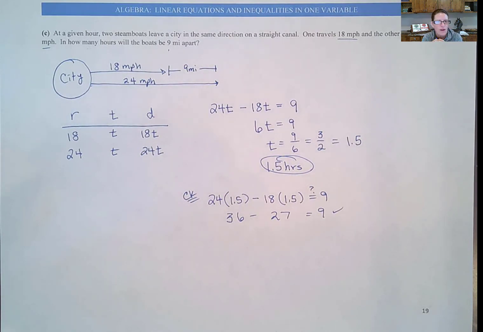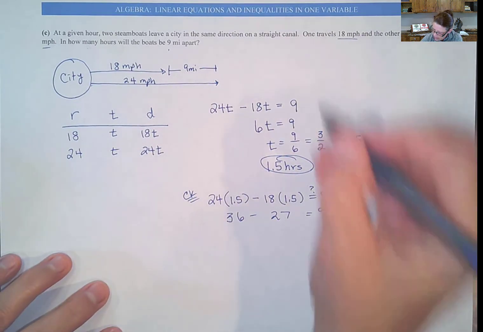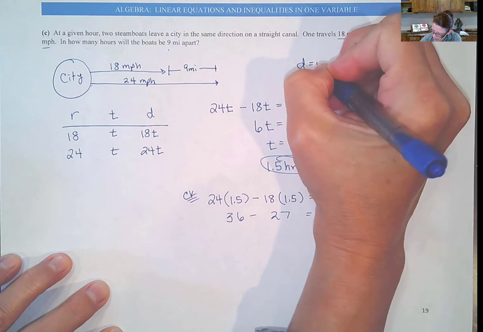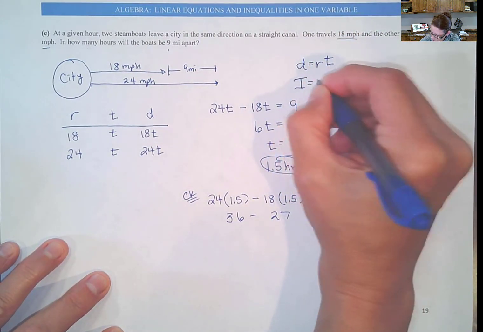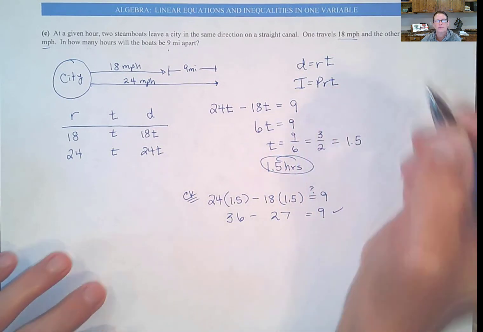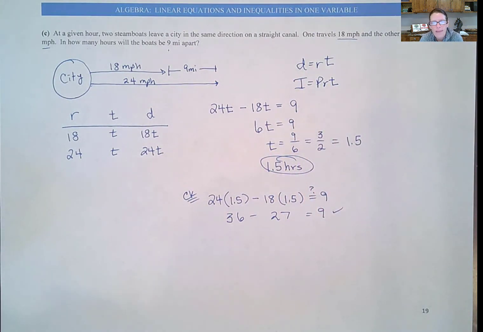All right, now in this video, we've seen the classic mixture problem, interest problem, and 3 very typical distance, rate, and time problems. You will need to know the formulas. Distance equals rate times time. Commit that to memory. Interest equals principal times rate times time. It's another good one to have in your back pocket. All right. Good luck on these.